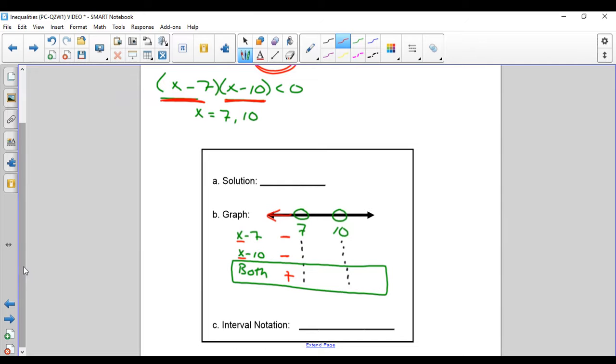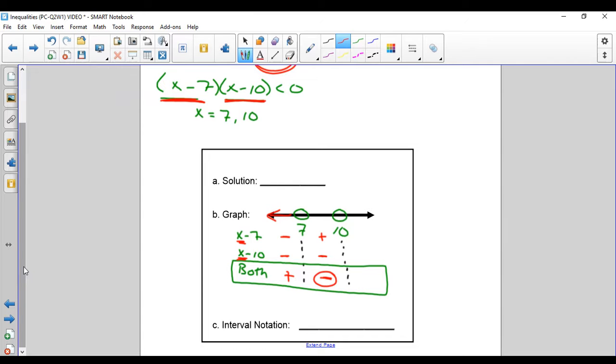A number between 7 and 10, I pick 8. 8 minus 7 in the first here is positive 1, so it's positive. 8 minus 10 is still negative, but here we have a positive times a negative, so it's a negative answer. That's one that we want. We wanted a number less than 0. And then we double check at the end here.